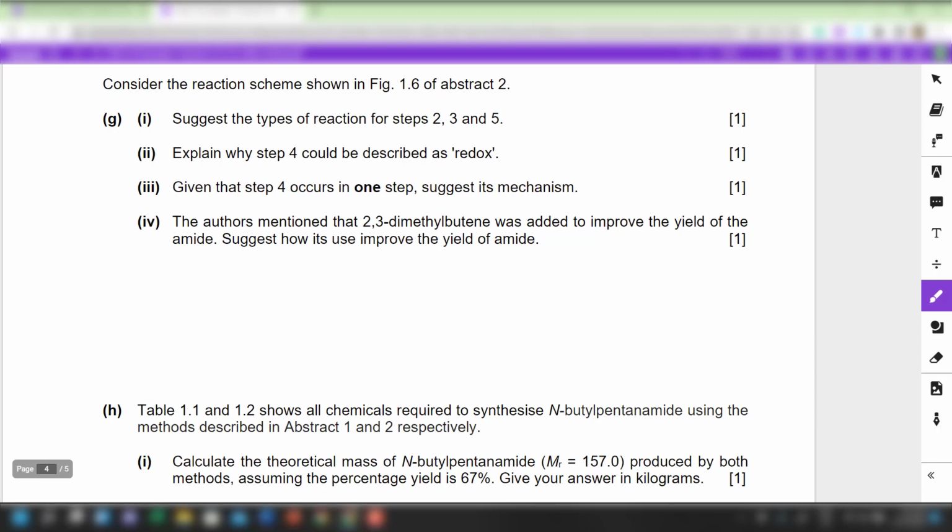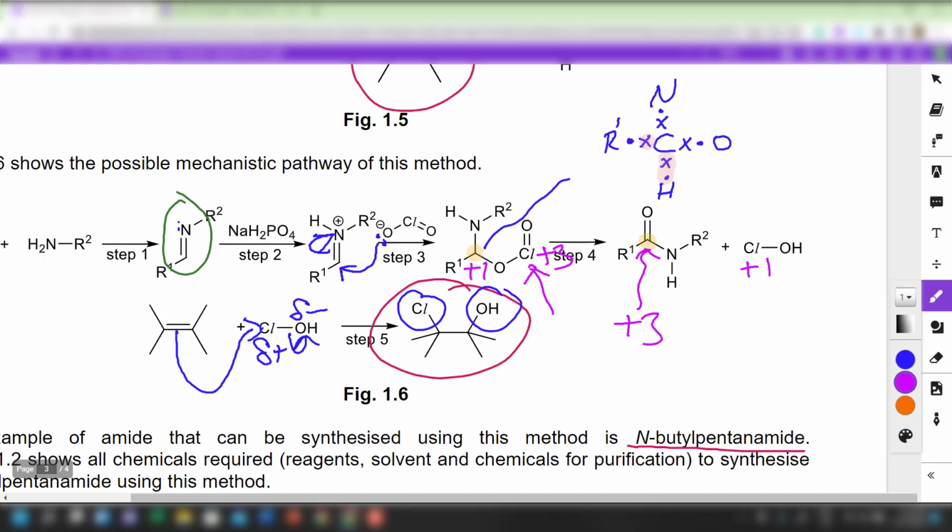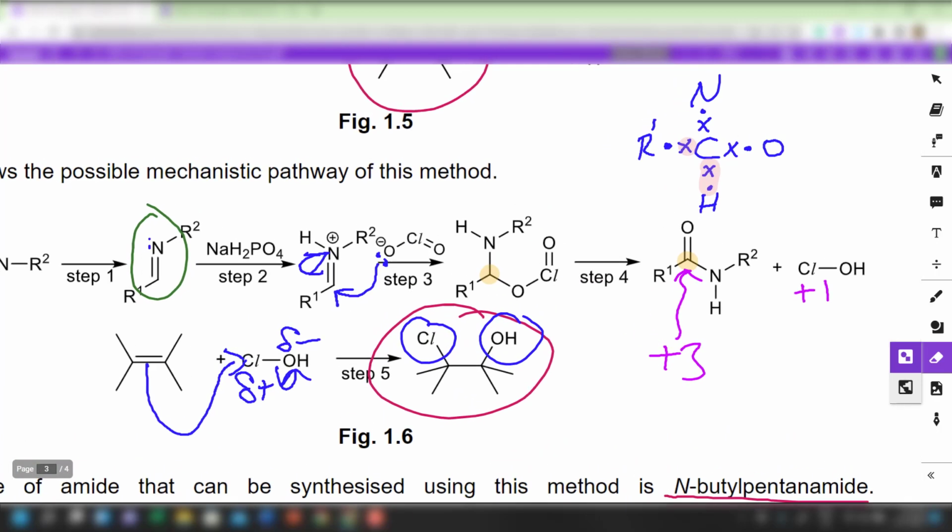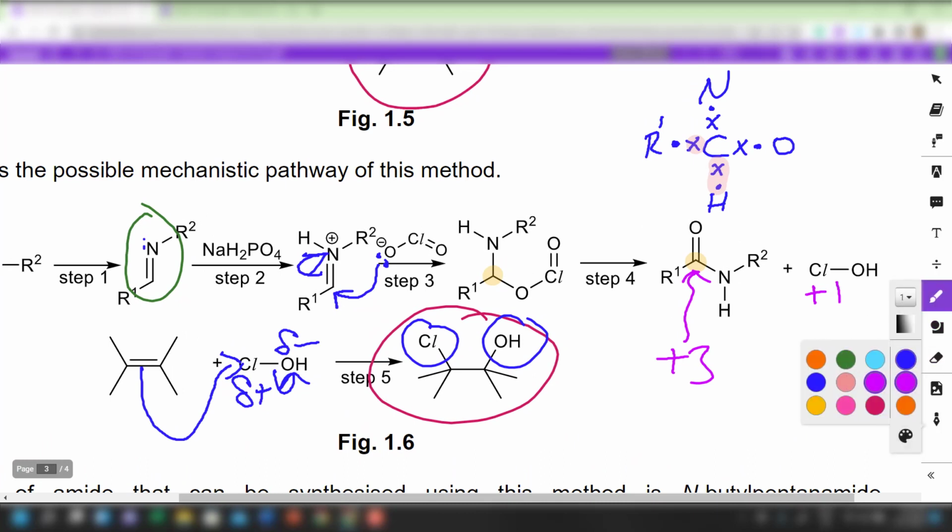For G3, given that step 4 occurs in one step, suggest its mechanism. Step 4 occurs in one step, so maybe I will just erase all this. We were told that it is only one step, and you cannot draw more or less. So if I'm going to draw in one step, that means it will have to go through a cyclic transition state. Maybe I should draw the H here.